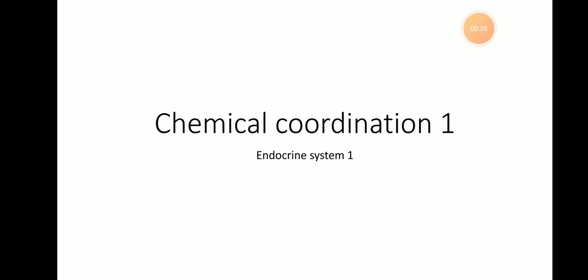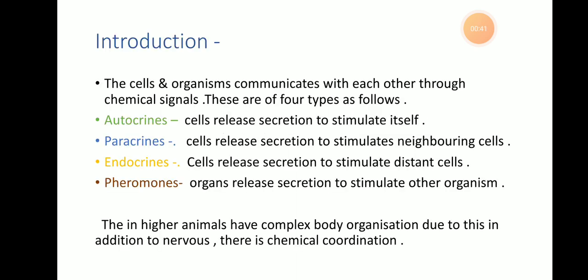These chemical signals are formed in the body of such animals by means of four types, and these chemical signals are, first, autocrine, that means the cells release secretion to stimulate itself.